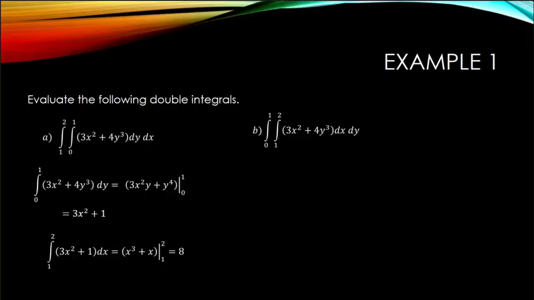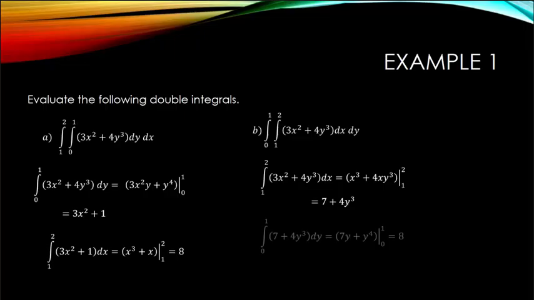In the second case, you'll notice that what I've done is I've swapped the two integrals for the limits of integration, but I've also swapped the variable of integration inside my integral. The first integral, the inside one, is the integral from 1 to 2 of 3x squared plus 4y cubed dx. This gives me x cubed plus 4xy cubed evaluated from 1 to 2, and I get 7 plus 4y cubed. I plug this into my outer integral and take the integral from 0 to 1 of the quantity 7 plus 4y cubed dy. This gives me 7y plus y to the fourth evaluated from 0 to 1, and I get 8.